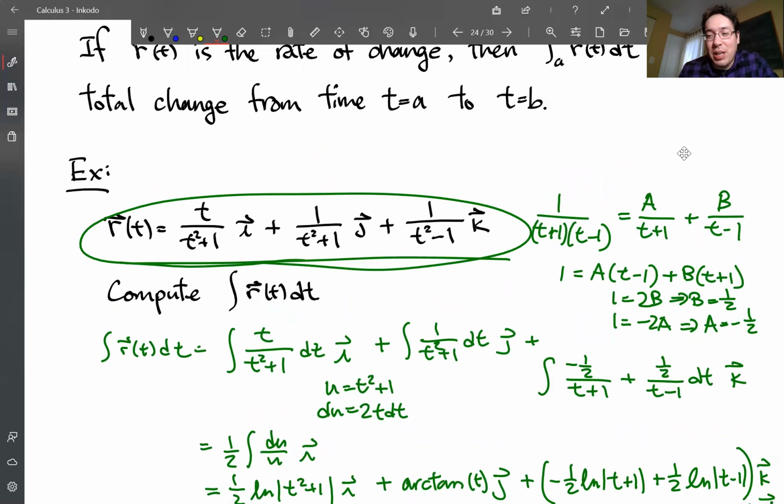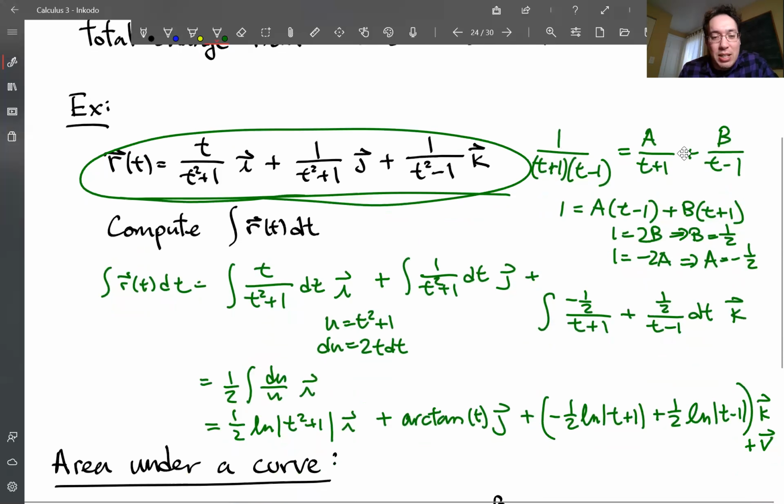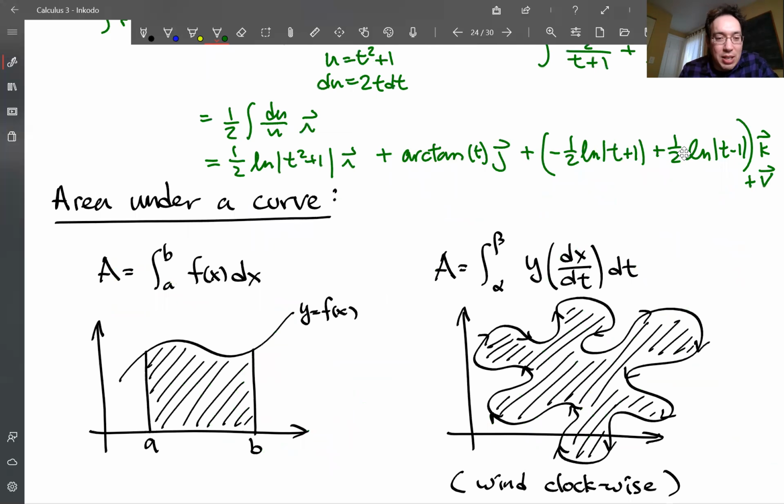Another interpretation of integration is, of course, the area under the curve interpretation. So in 2-dimensional, single variable calculus, we can interpret the definite integral as this area underneath the curve.